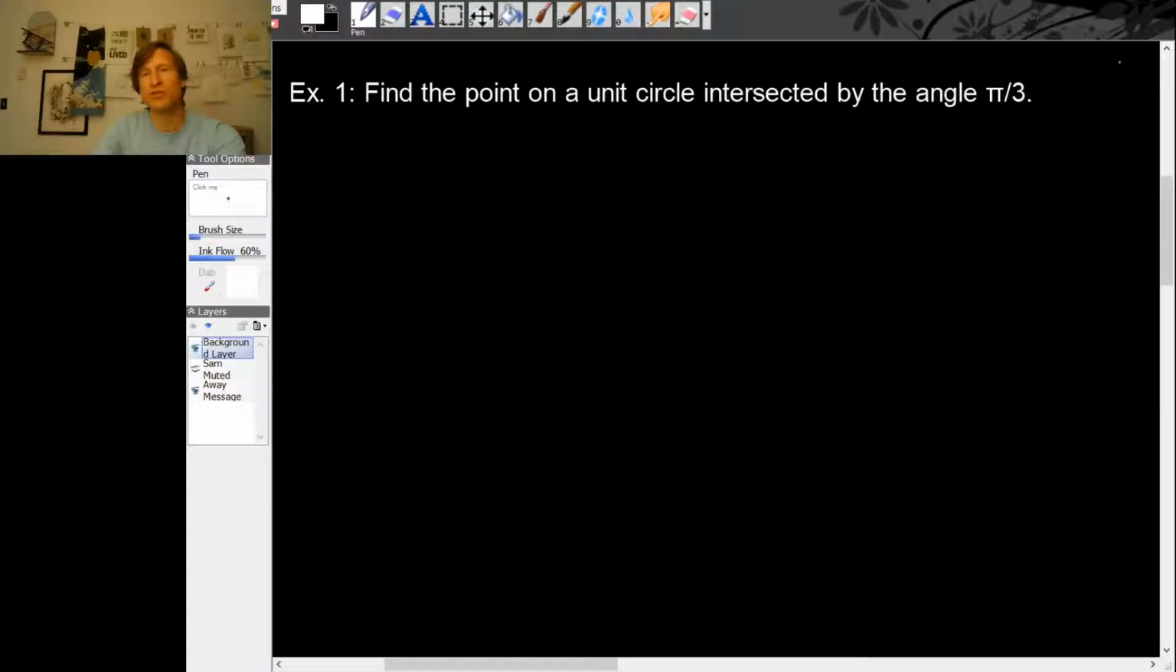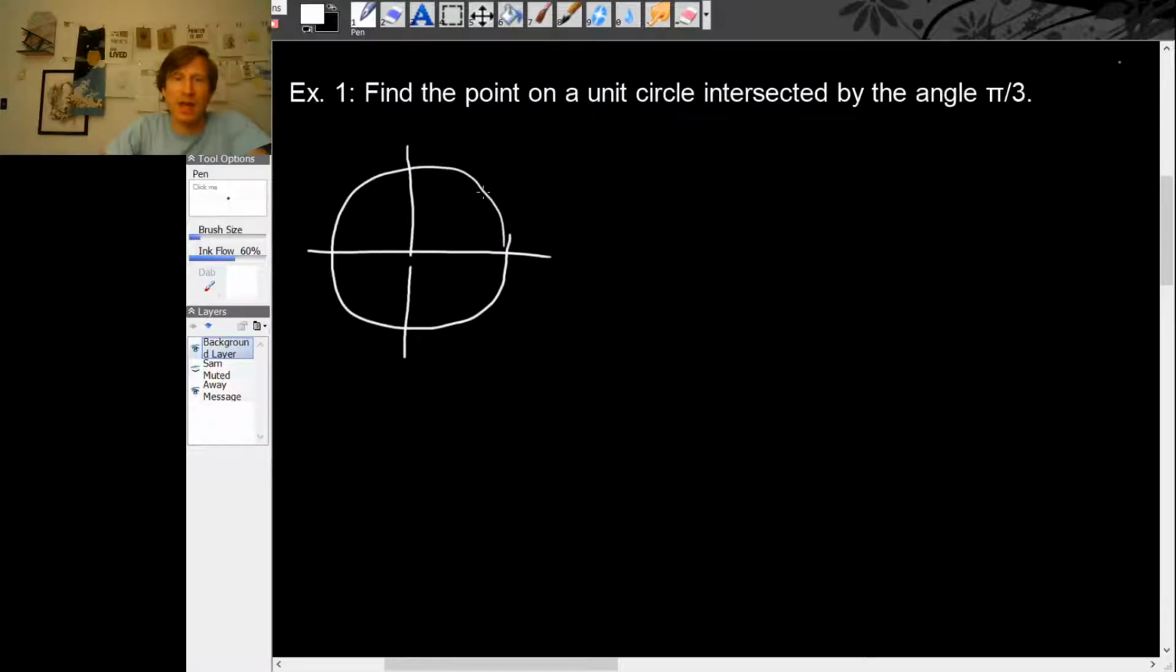Let's use the unit circle definitions of the trig functions to actually calculate some values for the trig functions. So let's start out with this example. We'll find the point on a unit circle intersected by the angle pi over 3. So first let's draw a unit circle, so something like this. And angle pi over 3 is about like this. So we're looking for the coordinates of this point right up here.